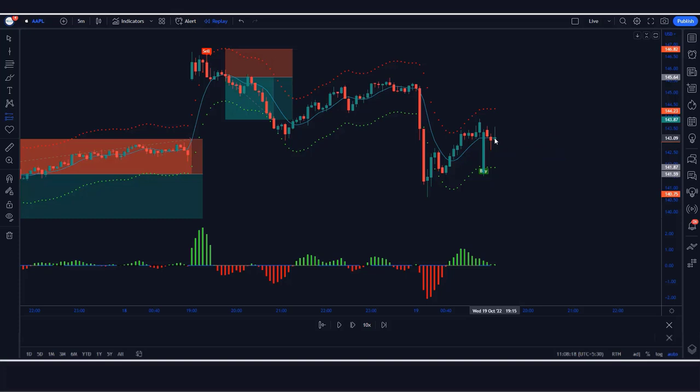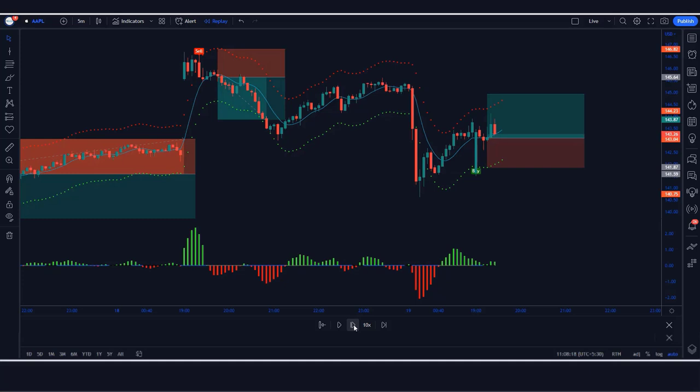Our stop loss will be placed at the low plot line of the Jurek Zones indicator. And the risk to reward ratio will be 1:1.5. Let's see what happens to our trade. Our trade is running in profit. We have won the trade.